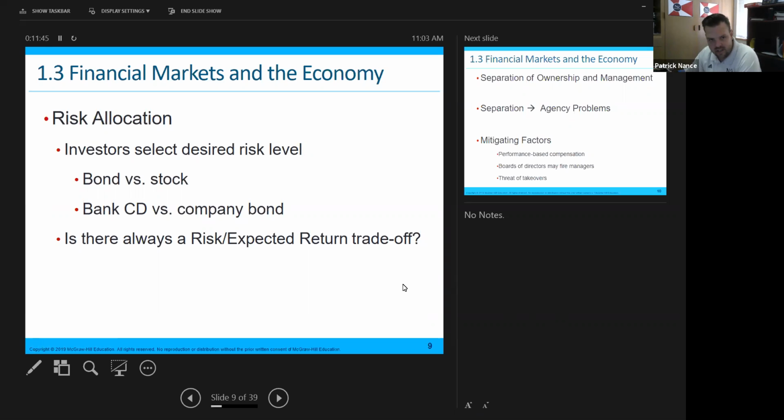The question here that it asks is, is there always a risk and expected return trade-off? The answer to that is, I don't like when they use the word always. There's always a relationship between the two, I would say. But the expected return, generally speaking, we're talking about the higher the risk, the higher the expected return. The lower the risk, the lower the expected return.